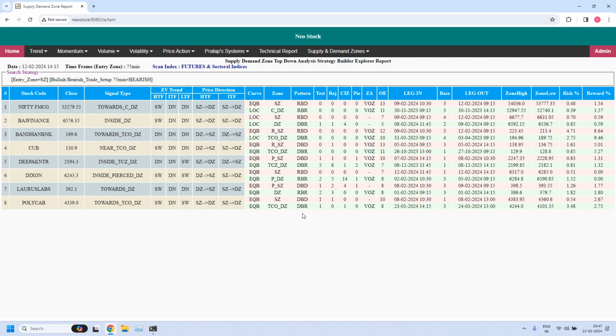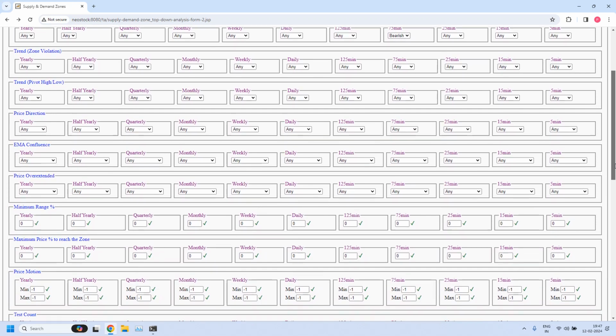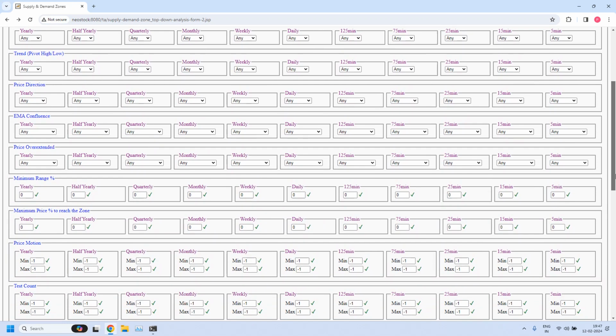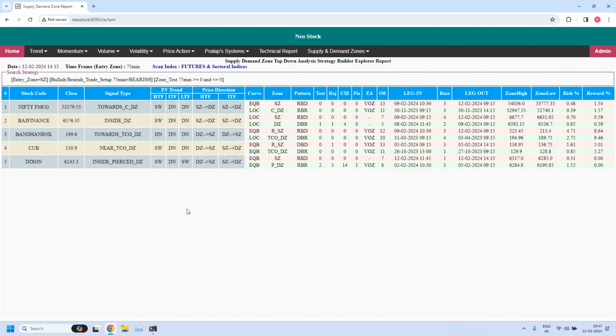Because there are some POS zones also there, let me set the test count to 0 at 75 minutes. Basically, you want fresh zones. Now the list is reduced to 5. In this, select only the stocks having a minimum 3% reward, because only 5 stocks are there. See, some stocks are not having any proper reward.